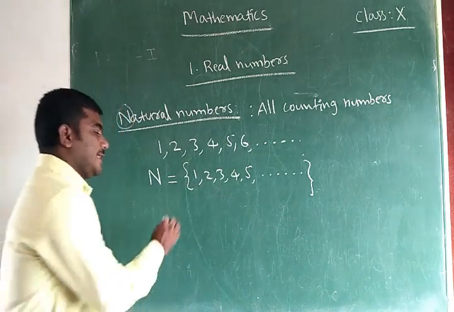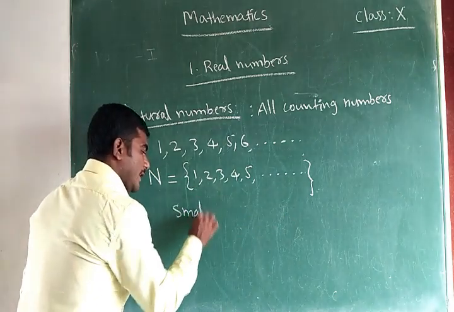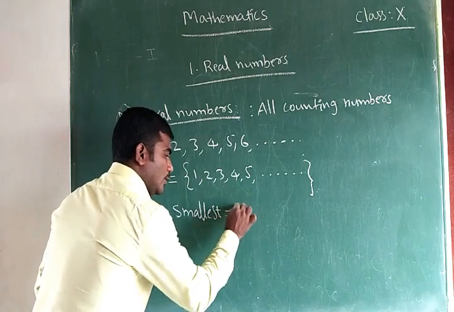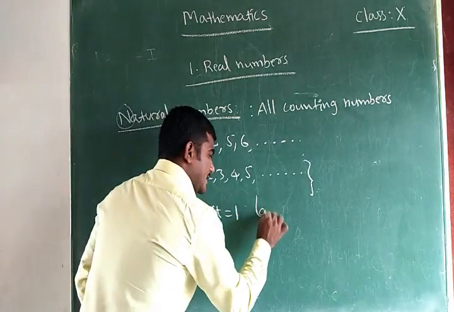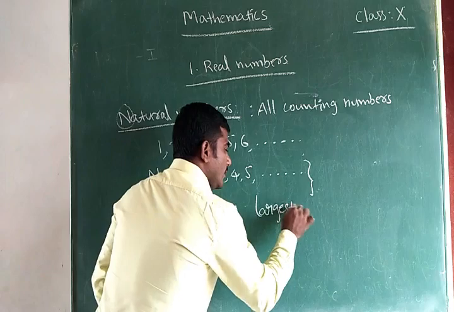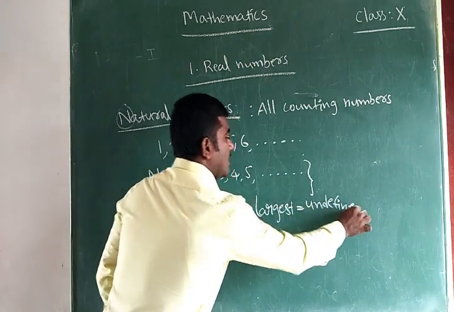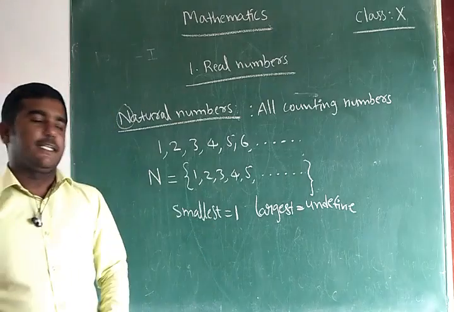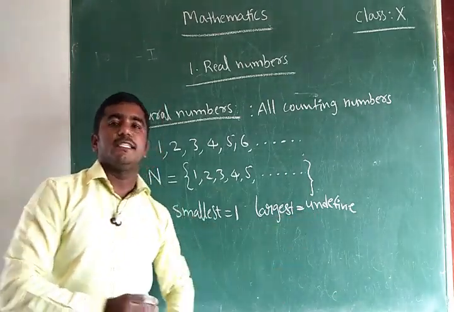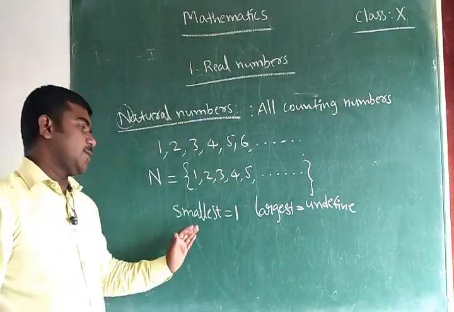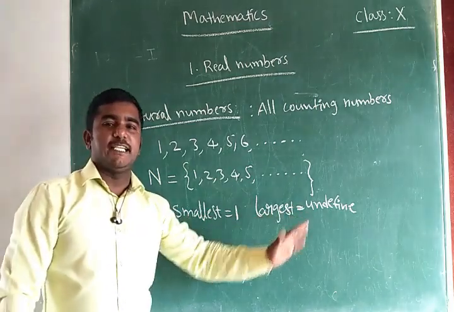In this, what is the smallest natural number? The smallest natural number is 1. And the largest natural number? The largest natural number is undefined, because we can't say what the largest natural number is. The smallest is 1, the largest is undefined.